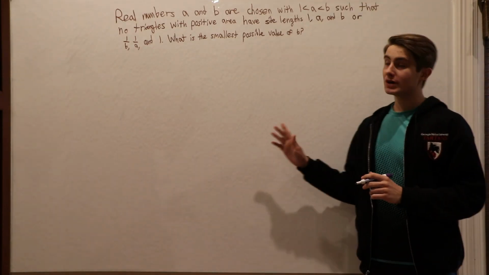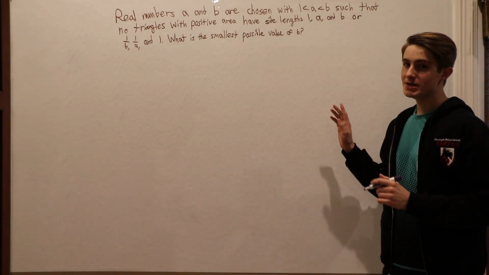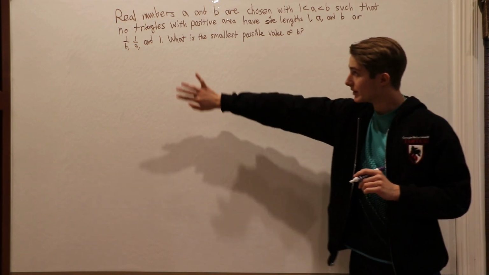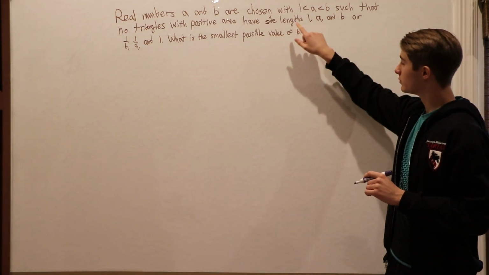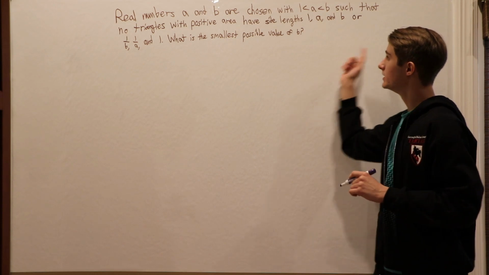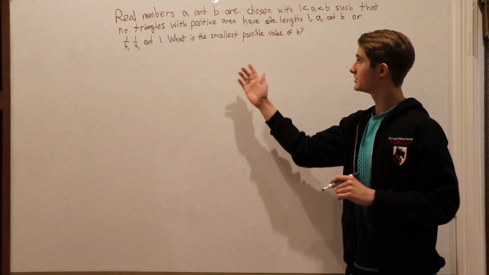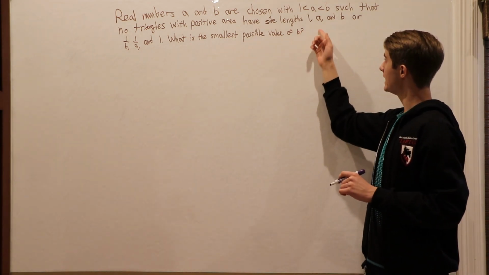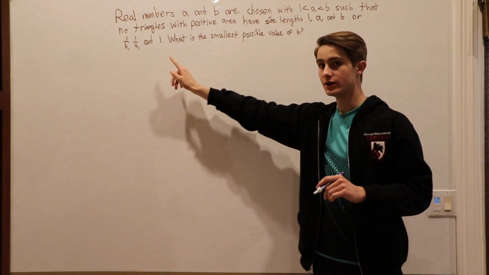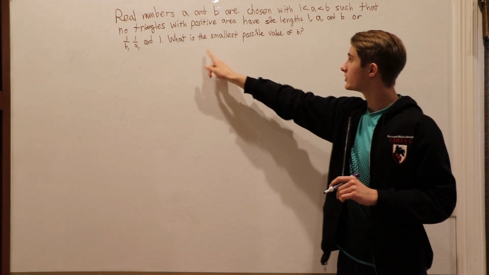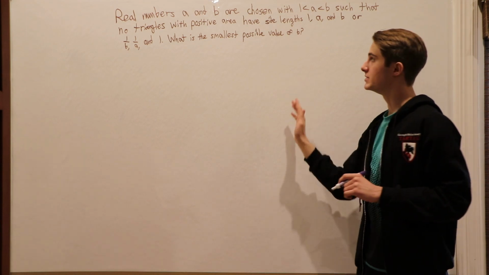We are going to do the 2014 AMC 12B, problem 13. Real numbers a and b are chosen with 1 < a < b, such that no triangles with positive area have side lengths 1, a, and b, or 1/b, 1/a, and 1. What is the smallest possible value of b?